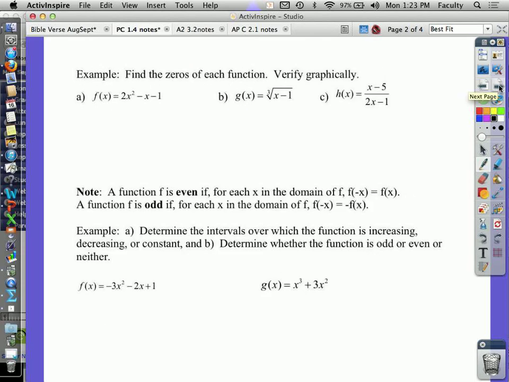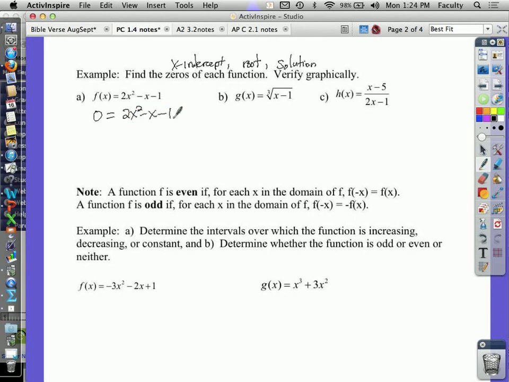Alright, the next example says find the zeros of each function, and then we're going to verify it graphically. Can someone tell us what is a zero? Or what's another word for zero? It's an intercept, and it's actually the x-intercept. Another word you might see is a root or a solution. Okay? Zeros are another way to say the x-intercept, a root, or a solution. So the zeros are when y is 0.